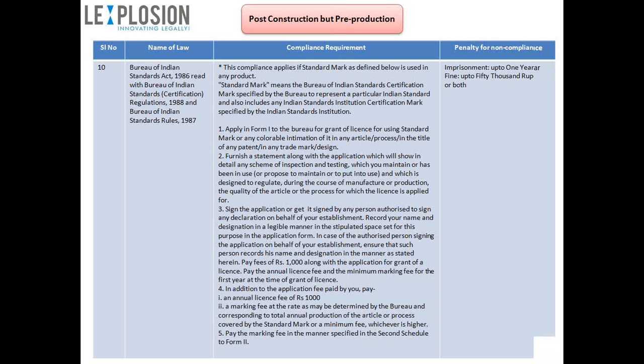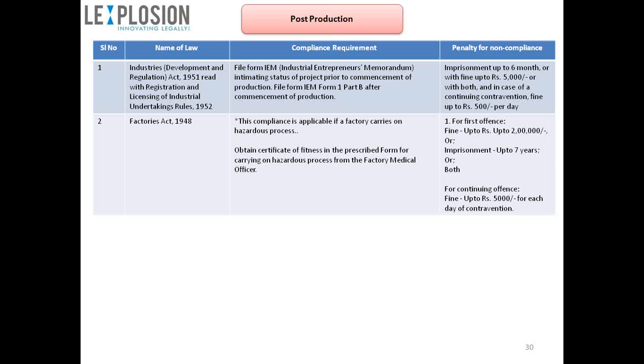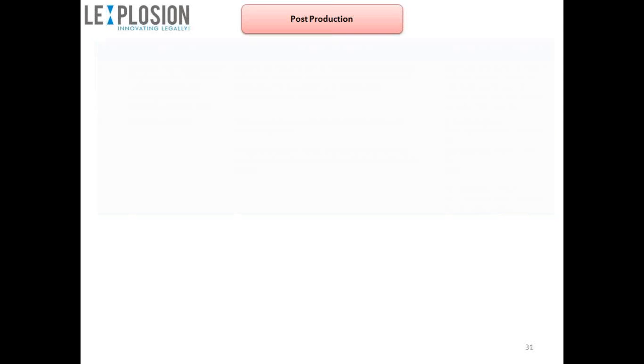Under the Factories Act, this compliance is applicable if a factory carries on any hazardous process. So unless your factory carries on any hazardous process, there is no compliance under the Factories Act. But if it does, then you need to obtain a certificate of fitness in the prescribed form for carrying on a hazardous process from the factory medical officer. You have certain compliances under the Legal Metrology Act.